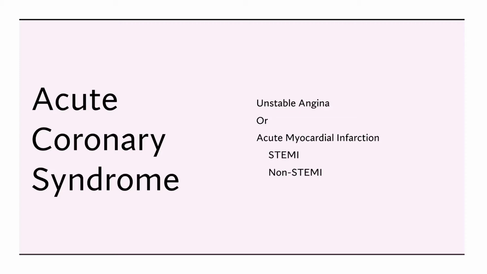Now, the last segment is acute coronary syndrome, and there's a few different disorders that fall under this category. It's the same disease. It's myocardial ischemia brought about by atherosclerosis, but it just presents differently. It's a different clinical course for coronary heart disease. The first is unstable angina, and then we have STEMI and non-STEMI myocardial infarctions.